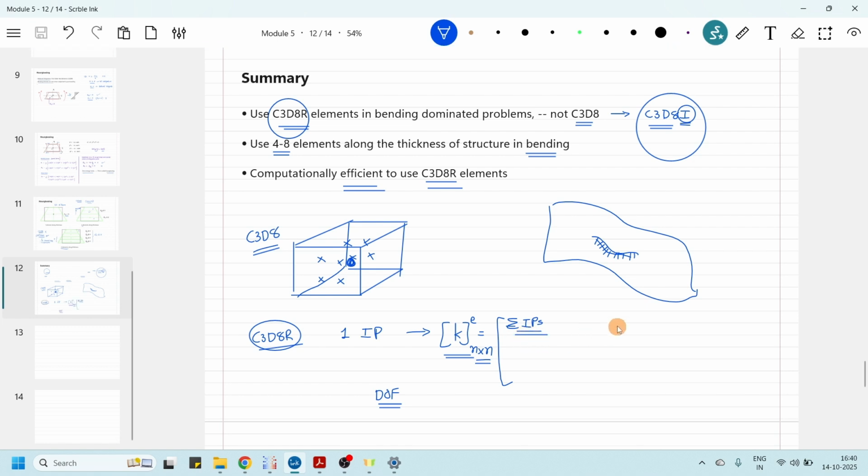Similarly, once we get the solution displacements after doing our FE analysis, we also need to compute other derived quantities like strains and stresses. Strains and stresses are also computed at integration points, and we need to compute this at only one integration point in the case of C3D8R. So this is what I am trying to explain: these C3D8R elements are computationally very efficient.